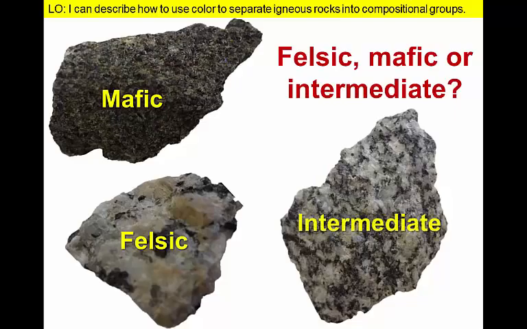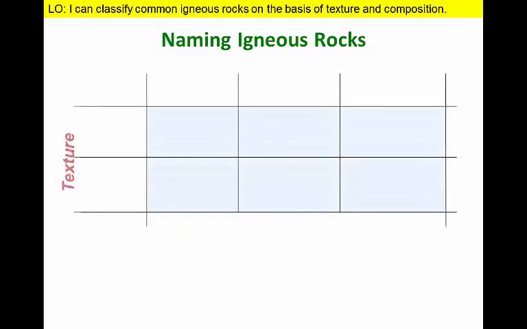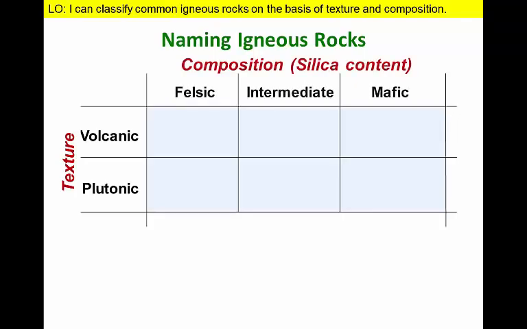Now that we know how to identify the texture and composition of igneous rocks, we are ready to learn how to apply this information and match it with the names of some common igneous rocks. We can separate igneous rocks into volcanic and plutonic varieties on the basis of texture, and there is a felsic, mafic, and intermediate example of each, giving us 6 possible rock names.